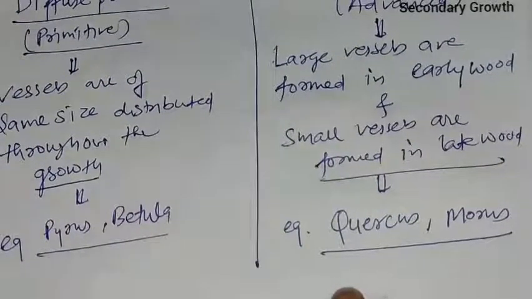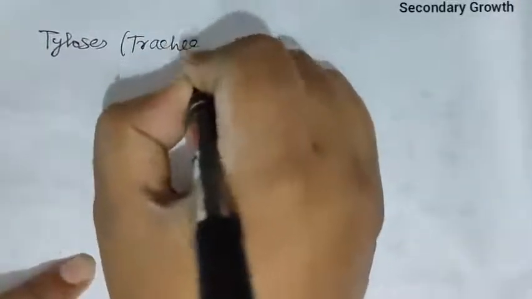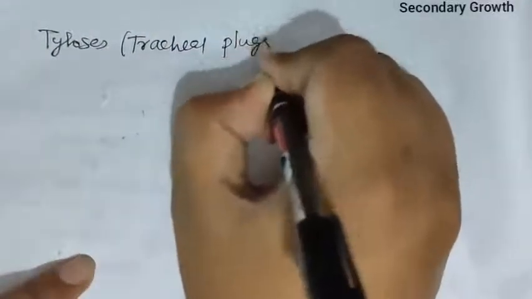Now before this we have studied hardwood. This is all about the wood, that is porous wood and non-porous wood. But before that we have studied hardwood and sapwood, and we have remained with one small topic, that is tylosis. So we should understand tylosis next. So next is tylosis or tracheal plugs.